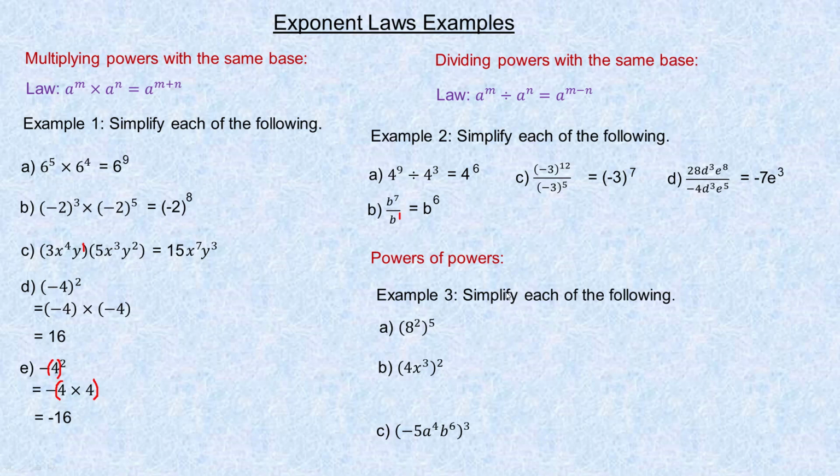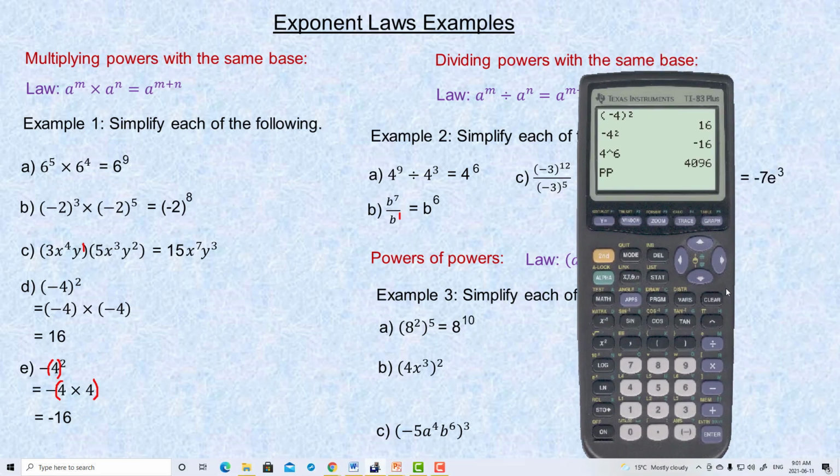Powers of powers. So the law looks like this. We have a power raised to the exponent n. So it's like a power of a power, and we multiply the exponents. So this would be a to the exponent mn, m times n. For example, in a here, if we have 8 squared raised to the 5th power, then 2 times 5 is 10.